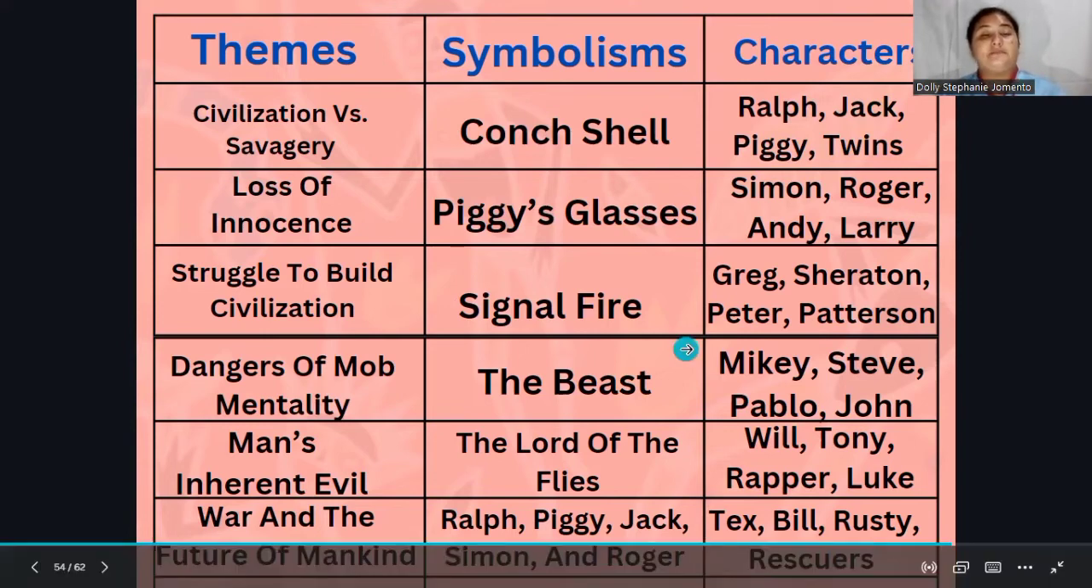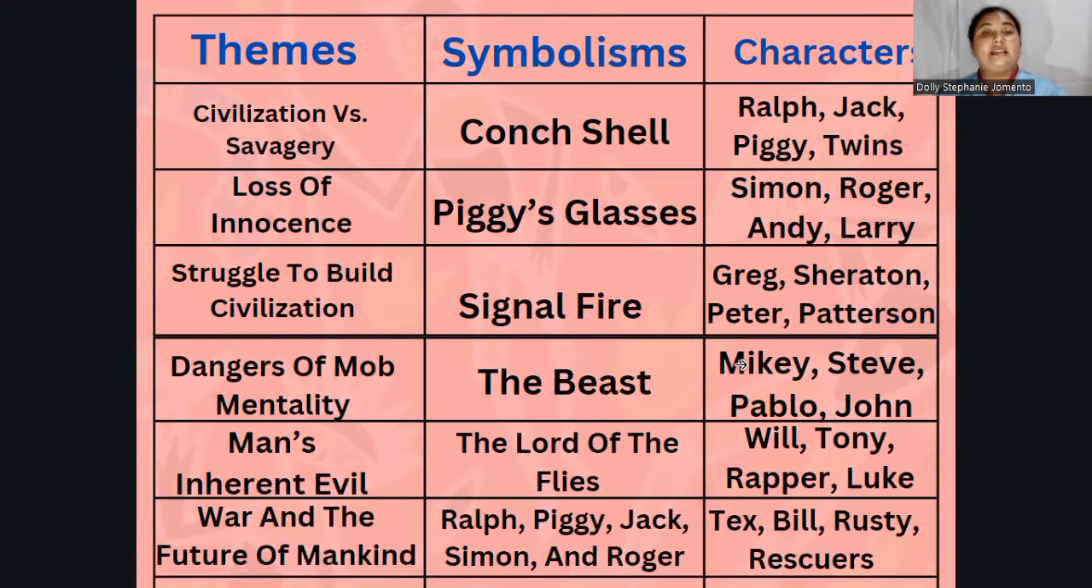So next nga symbolism is the signal fire. The signal fire burns on the mountain and later on the beach to attract the notice of passing ships that might be able to rescue the boys.